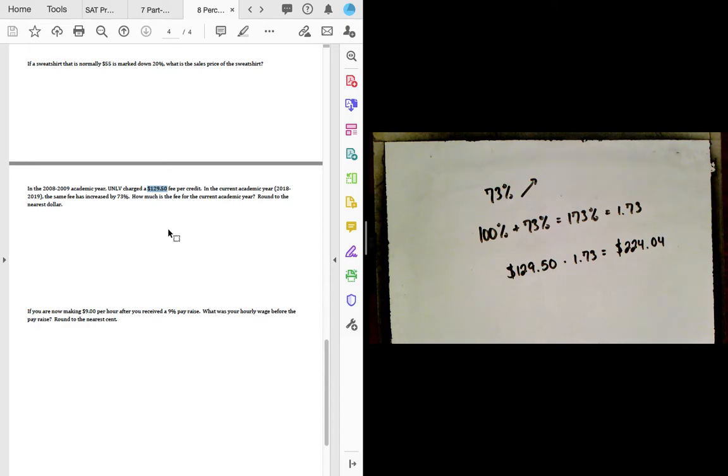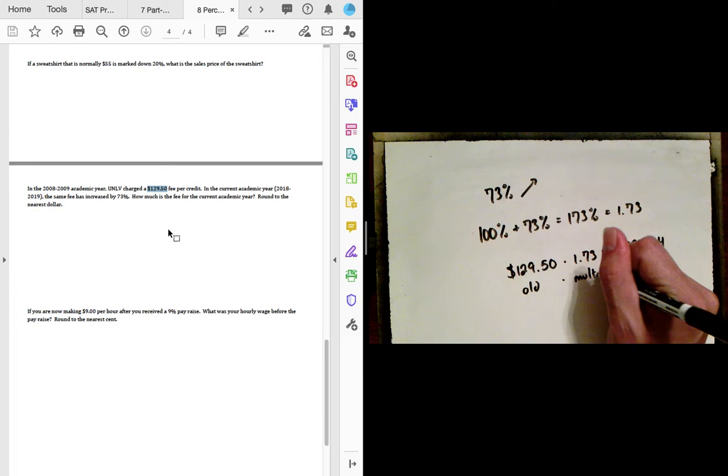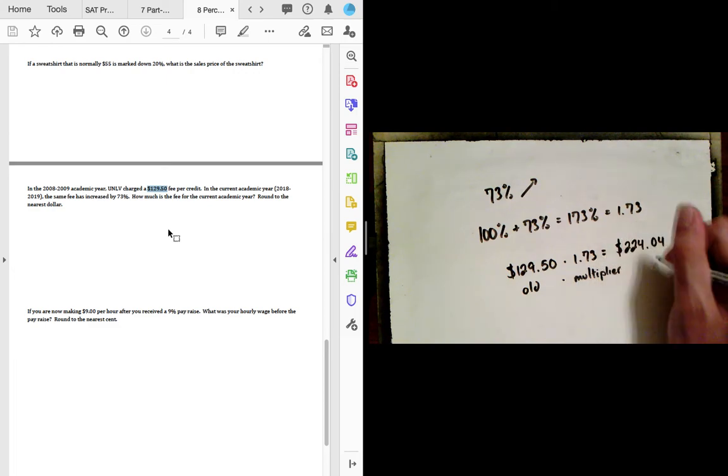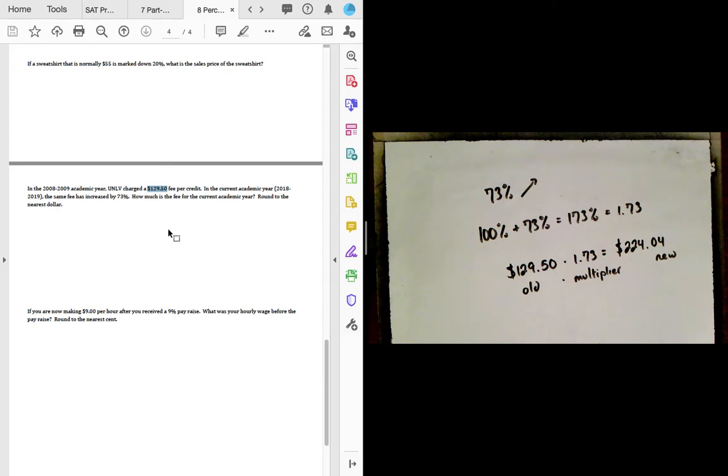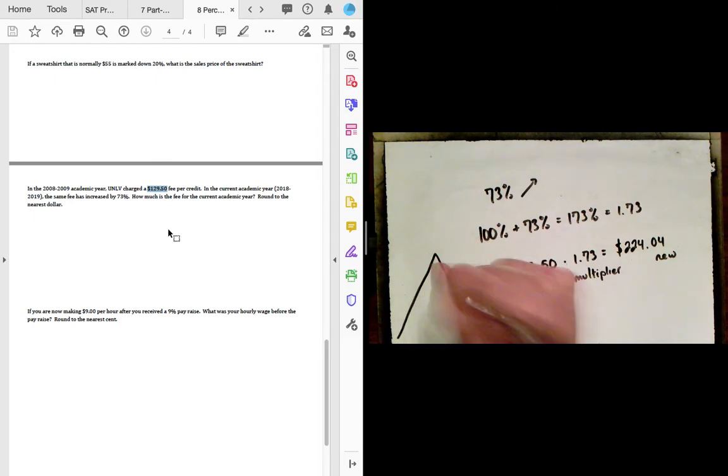So now, in a more general way, we can say we have a relationship between the multiplier, the new value, and the old value. It turns out that the old value times the multiplier is equal to our new value. And the cool thing about this relationship is it fits very well on a triangle, just like part percent whole did.